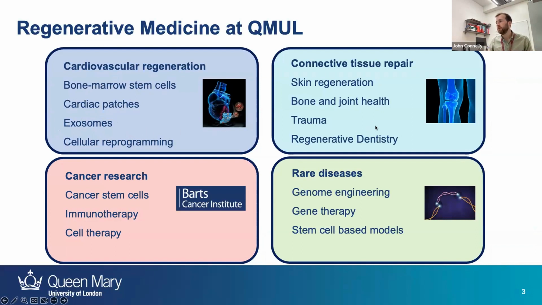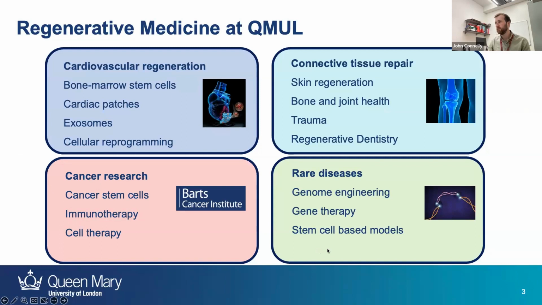There's also a number of different research streams related to connective tissue repair. So we have a big center for skin research and wound healing. And then there are a number of other researchers interested in bone and joint health, regeneration following trauma, and regenerative dentistry. In addition to this, we have a strong interest in cancer stem cells. These are the stem cell or population of cancer cells that are responsible for tumor initiation and recurrence. This is a big area of research and supported by the Bart's Cancer Institute.